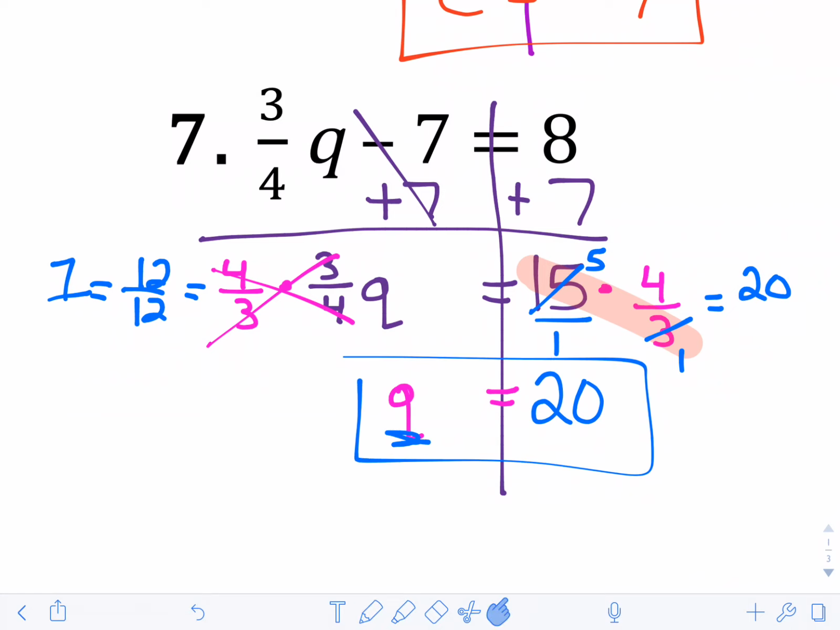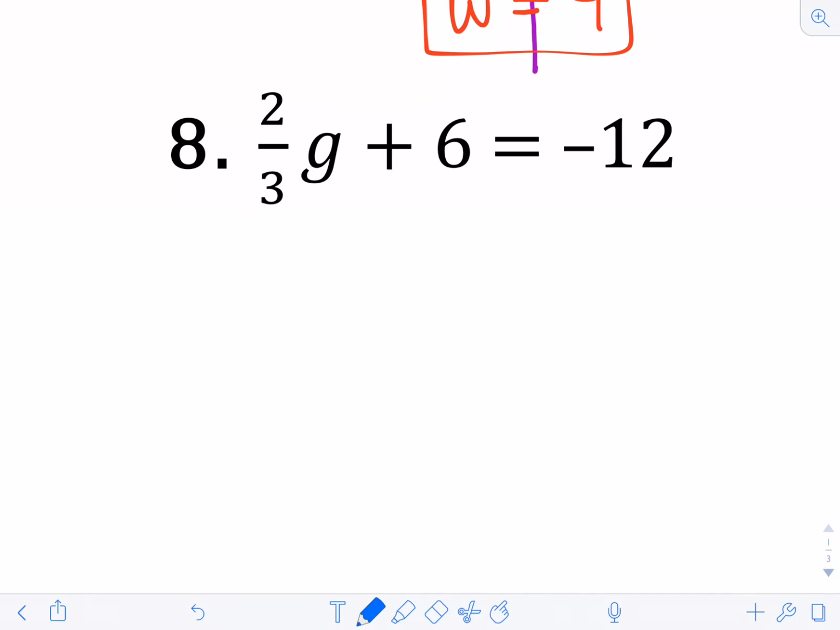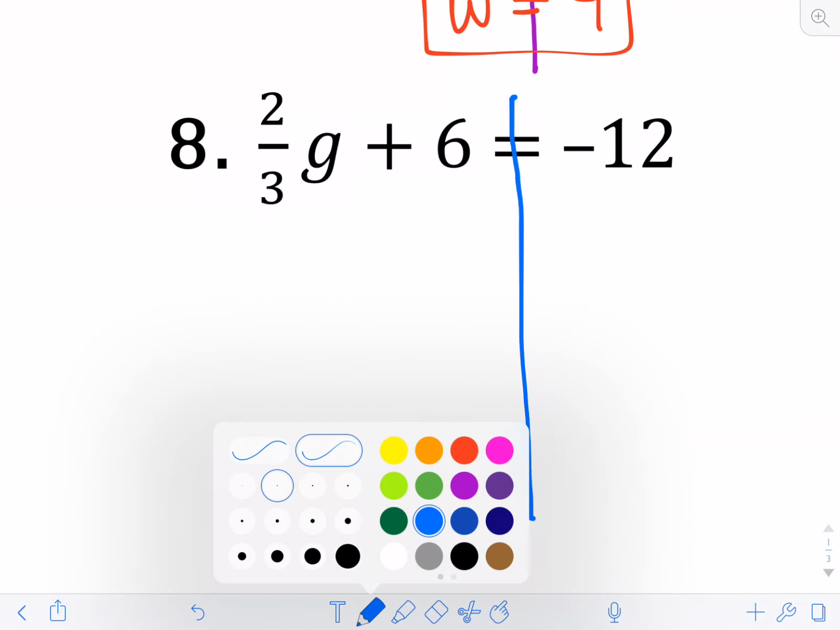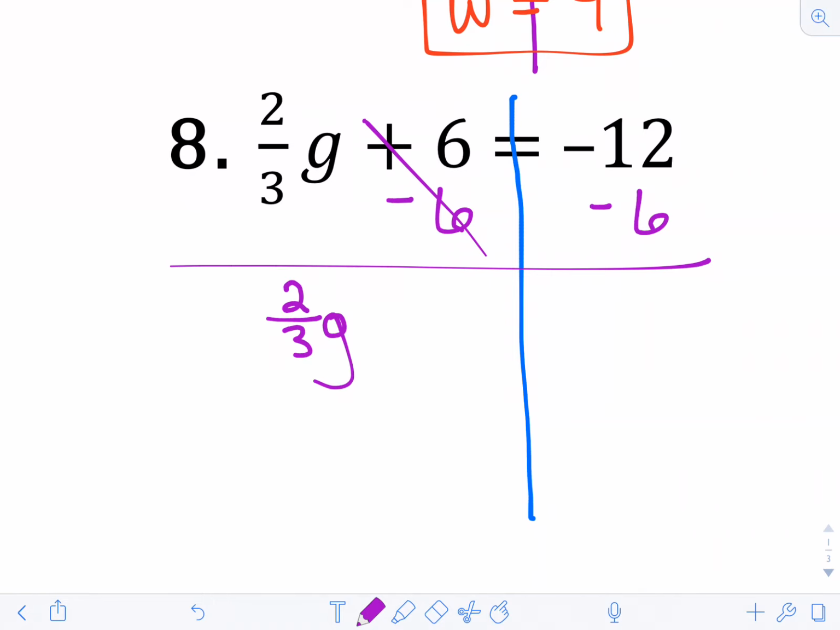Alright, and we're going to do a couple problems, so don't worry if you're not getting it just yet. Here we go, number 8. First, draw your line down the equal sign. Second, move whatever you're adding or subtracting. I'm adding a 6 here. Let me go ahead and subtract it to get rid of it. That leaves me with 2/3 G is equal to, again, these are negatives and negatives. So whenever I combine that, that's going to give me a total of negative 18.